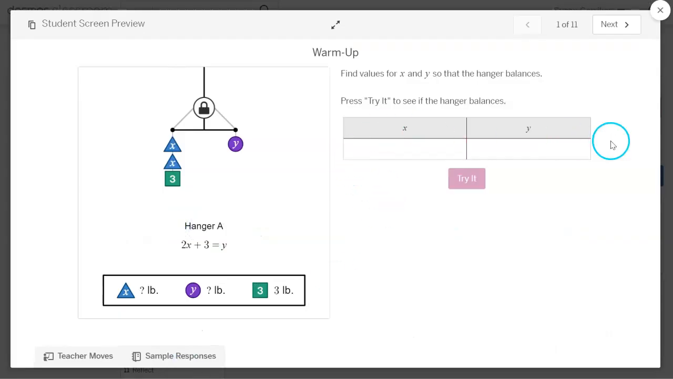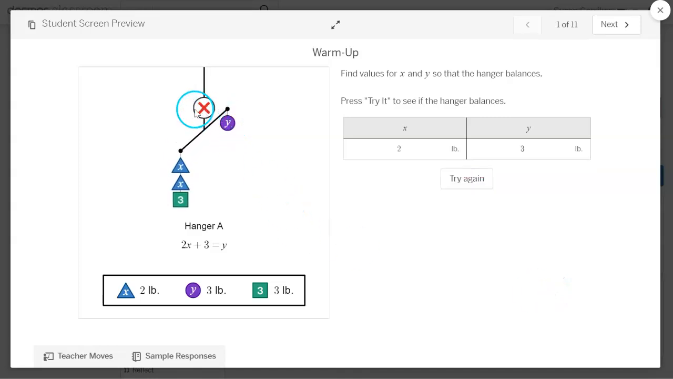So here we're going to put in values for x and y to see if it balances. Some students will just immediately begin typing numbers in here. So let's just put something in here. Let's say 2 and 3. And then we click try it. If it's not equal, it's going to put a little X right there, and if it is equal, it will tell you that it's equal.